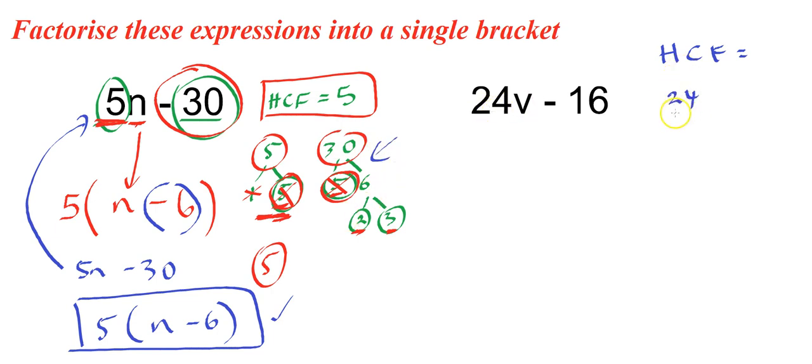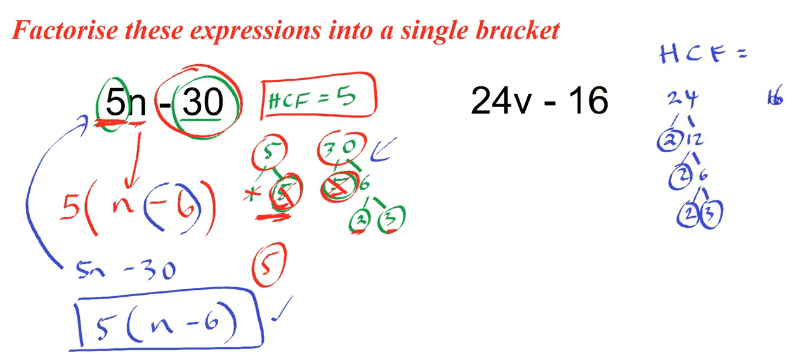What two factors make 24? I could go 2 and 12, nice and simple. 2 is a prime number. For 12, I could go 2 and 6. 2 is a prime number, and 6 is 2 times 3. Both of these are prime numbers, so now my tree is complete for 24.